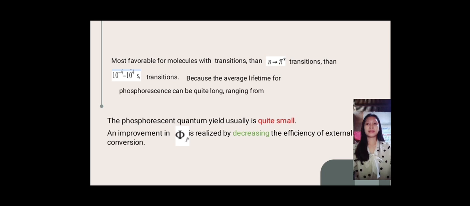The average lifetime of phosphorescence can be quite long, ranging from 10 to the power of negative 4 to 10 to the power of 4 seconds. The phosphorescence quantum yield is usually quite small. An improvement is realized by decreasing the efficiency of external conversions. This is accomplished in several ways, including lowering the temperature, using a more viscous solvent, depositing the sample on a solid substrate, or trapping the molecules in solutions.